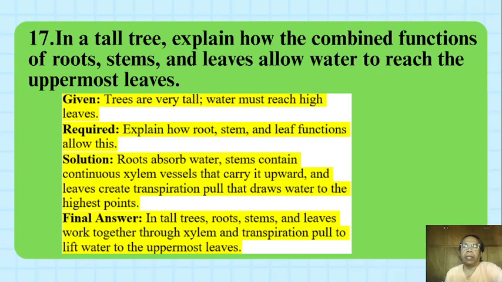Roots absorb water. Stems contain continuous xylem vessels that carry it upward, and leaves create transpiration pull that draws water to the highest position. So the final answer: in tall trees, roots, stems, and leaves work together through xylem and transpiration pull to lift water to the uppermost leaves.